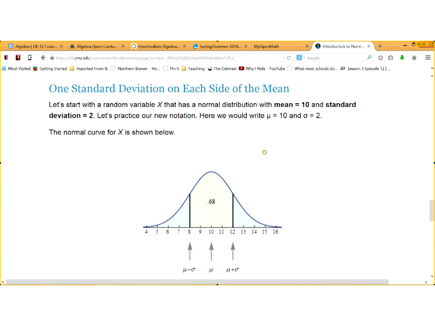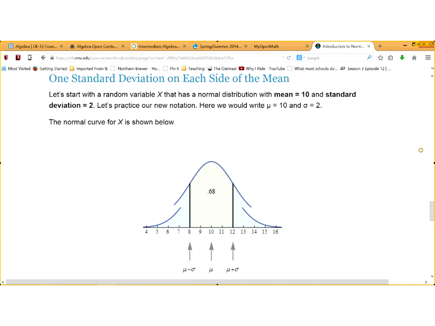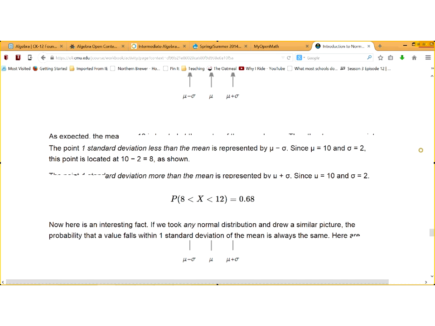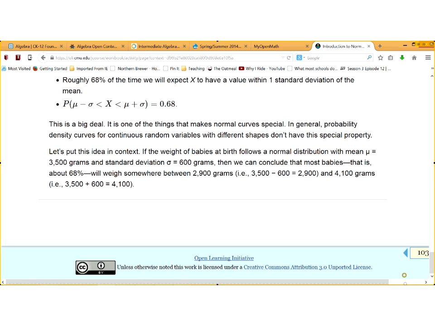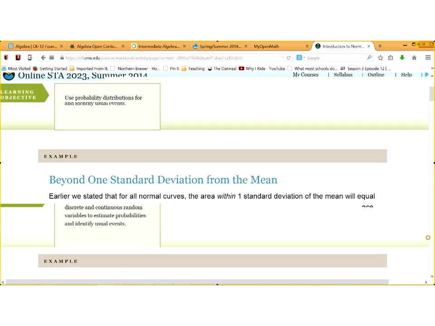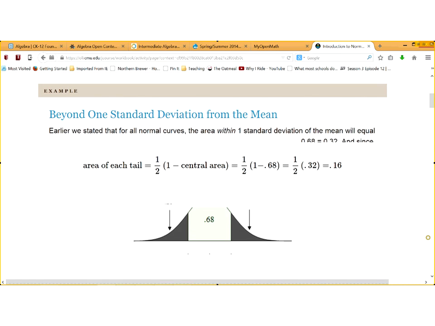So here's some interesting information about the normal curve. If you start at the mean, so here's a curve with a mean of 10 and a standard deviation of 2. If you go out 1 standard deviation in either direction from the mean, so you go from 10, you go down 2 and up 2, then that area is 0.68, or another way of saying it is 68% of the normal curve falls within that range. And then they give an example of that with some numbers. And it actually extends outward to 2 standard deviations and 3 standard deviations.